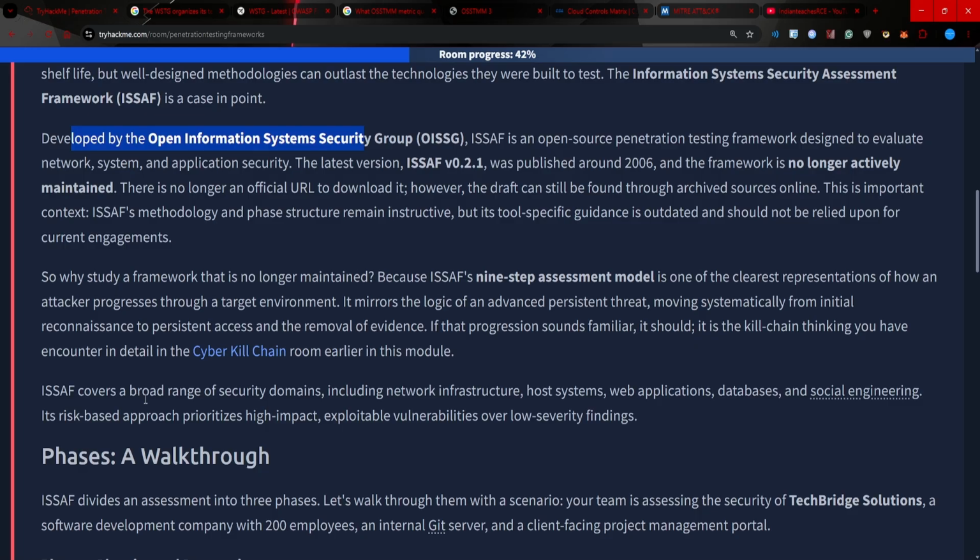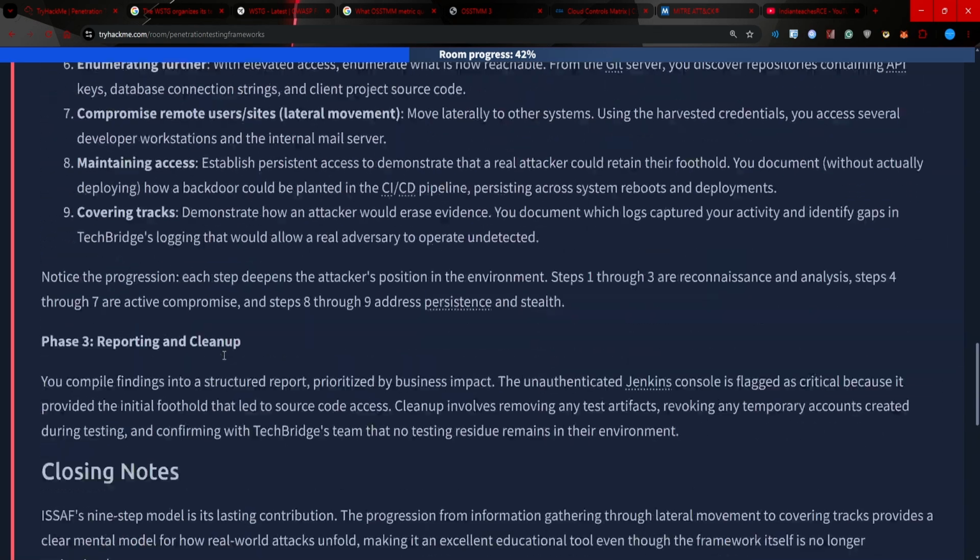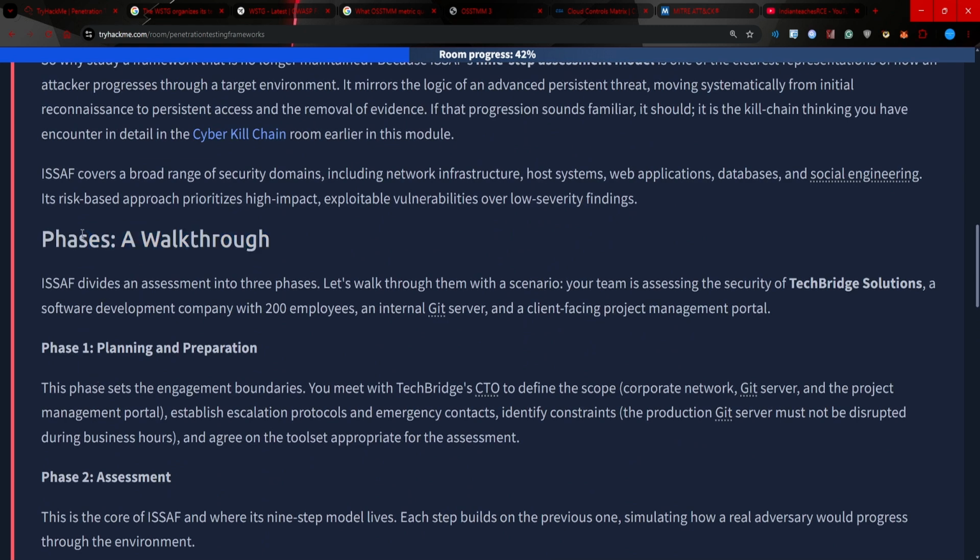Okay, where were we? It covers a broad range of security domains, including infrastructure, host systems, web applications, databases, and social engineering. Its risk-based approach prioritizes high-impact exploitable vulnerabilities over low-severity findings. All right, phases. ISSAF divides an assessment into 3 phases. Let's walk through them with a scenario.